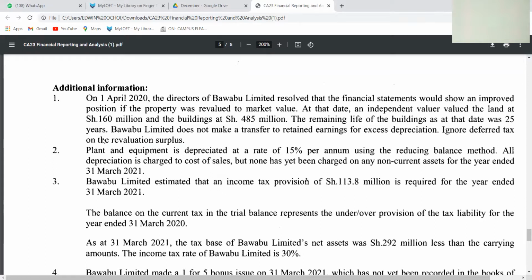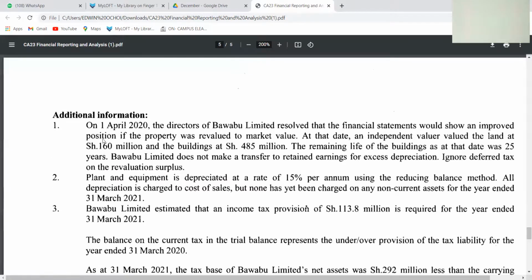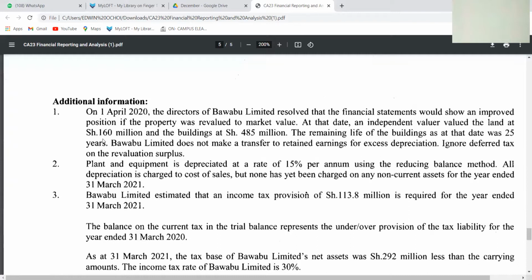So in short, what they're asking you here is to determine either a revaluation gain or a loss. Because now you can see the independent valuer valued the land at 160 and the building at 485. Compare with what you have in the trial balance, then determine if there is a revaluation gain or loss. So that is the first thing I will do. That is working number one.